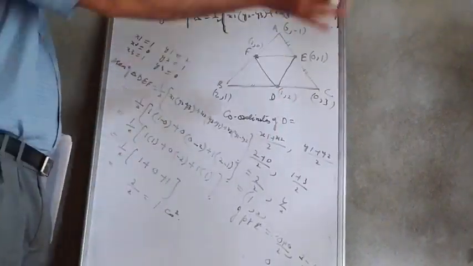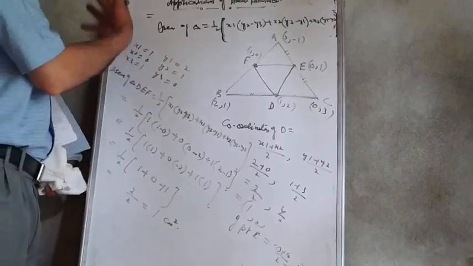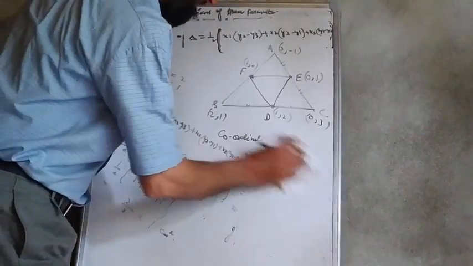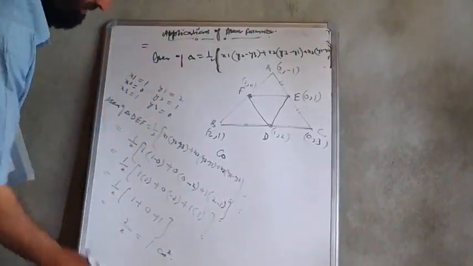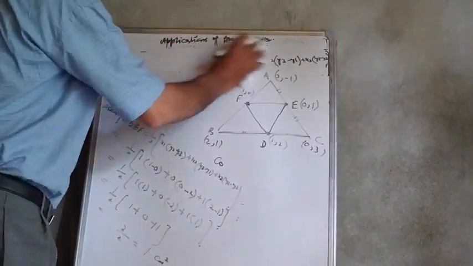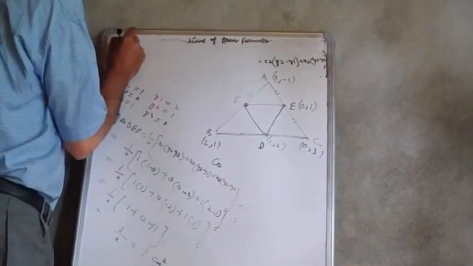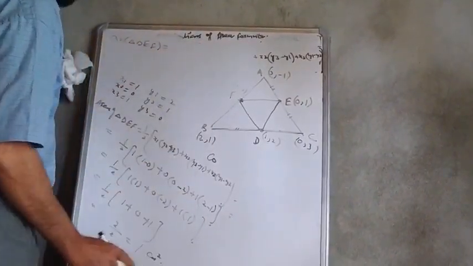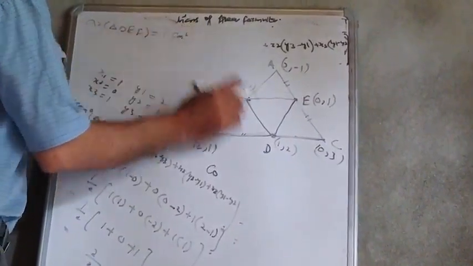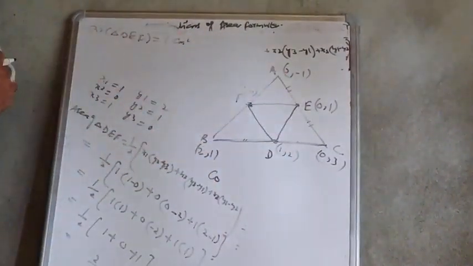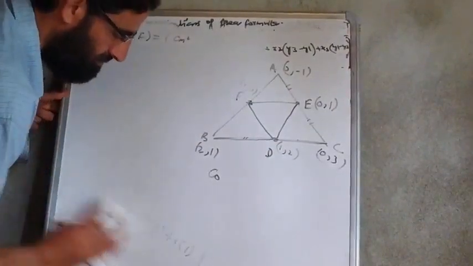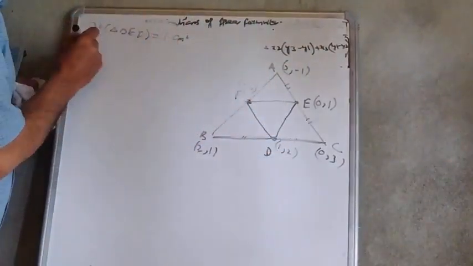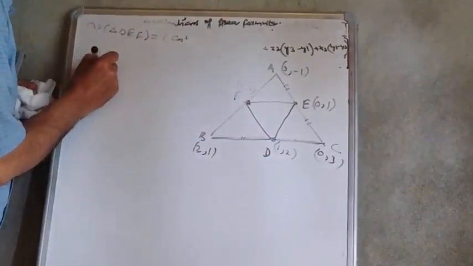Now we shall find the area of whole triangle ABC, applying the same area formula. Now let us write it somewhere here. Area of triangle DEF is equivalent to 1 centimeter square. So this is the area of this smaller triangle DEF. Let me wrap it off. Now, what is area of the whole triangle ABC?